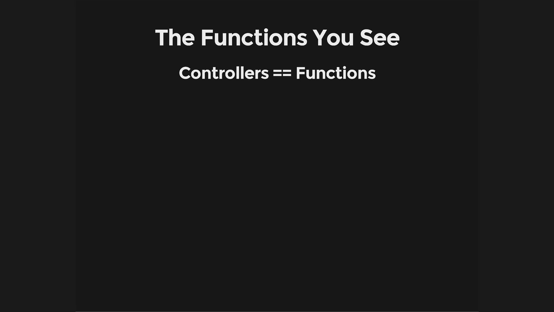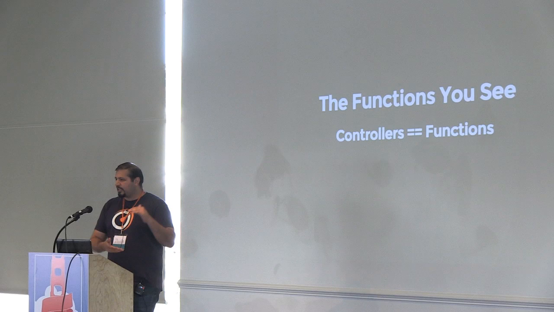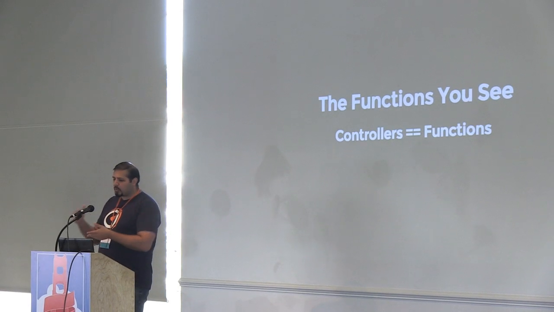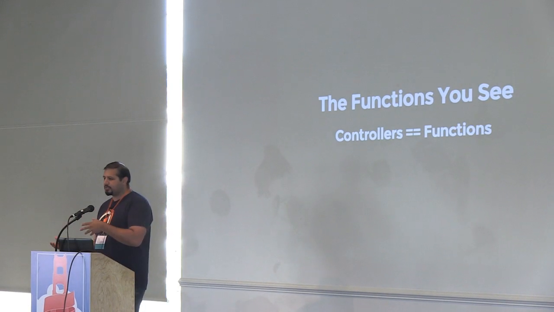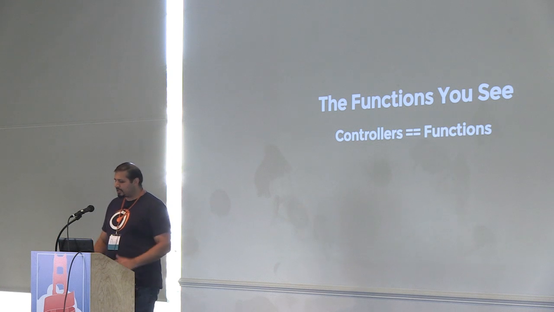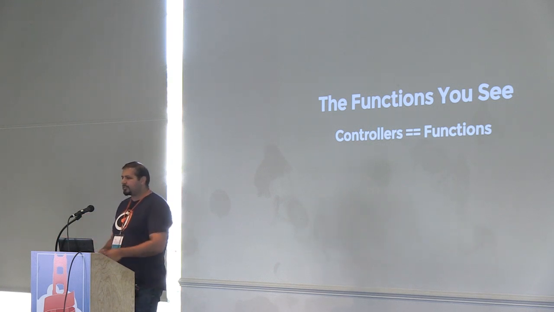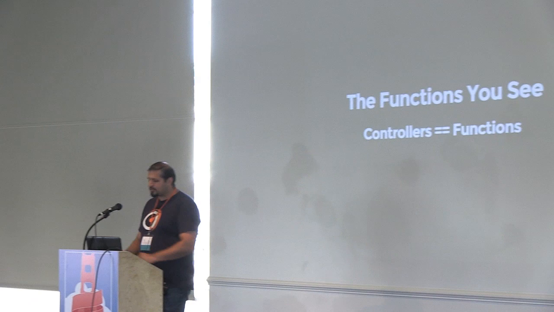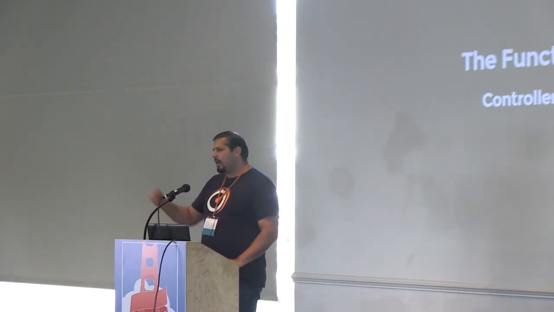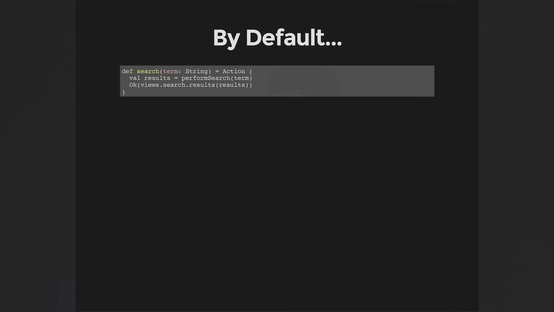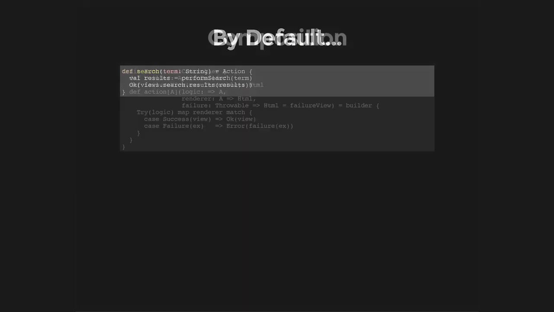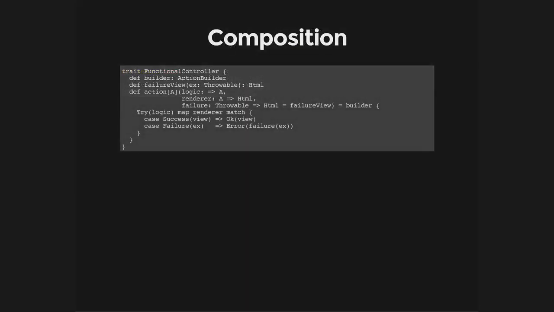So now let's talk a little bit about how Play can be tweaked to be more functional and to be more compositional, right? So the goal of this presentation is to encourage composition and the creation of small pieces such that when the time comes, all I have to do is swap out a piece and I can change the way my system works without paying the cost of changing all of this code. So by default, we have this search method. I removed the future stuff for now.